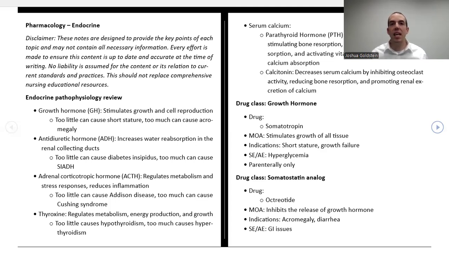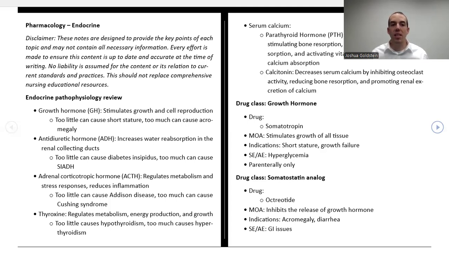Next, we have the ACTH, adrenocorticotropic hormone. This is responsible for regulating metabolism, stress response, and inflammation through the usage of steroids and cortisol, which is one of the steroids. In regards to this one, if a patient has too little, they end up with Addison's disease. If they have too much, they end up with Cushing's syndrome. If we're going to check a lab for this, we can check an ACTH or a cortisol level in order to get an idea of how the patient's doing.